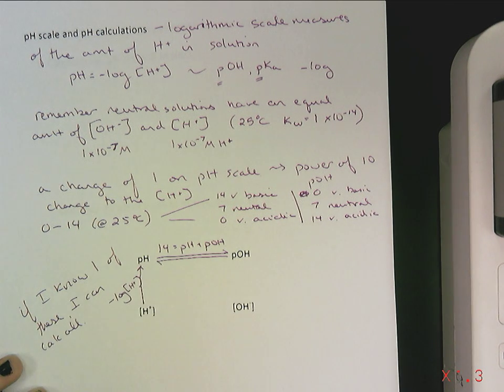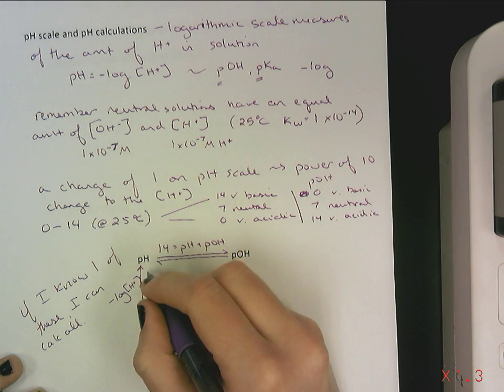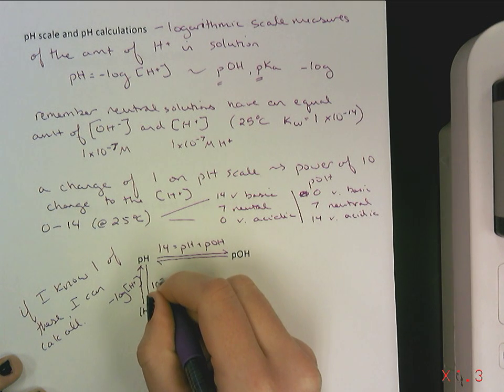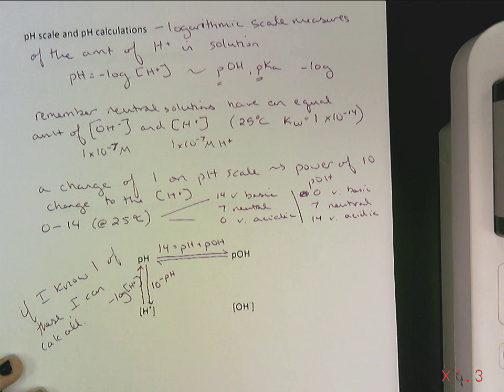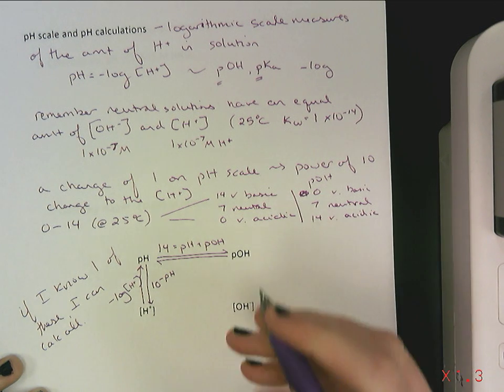Okay, the negative log of H plus concentration. If I'm going from the pH to the H plus, those of you who remember your log rules really well know how to do this already, but that's going to be 10 to the negative pH, because to get rid of a log, you're always going to raise 10, the base of that log, to the logged value. If you do not remember your log rules, you can either memorize this or you and I can talk about it a little bit more in depth at some other point.